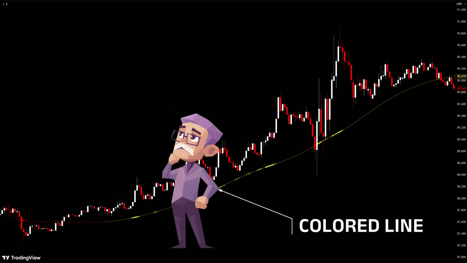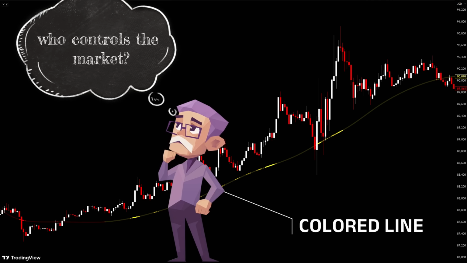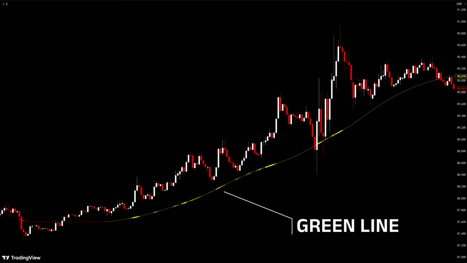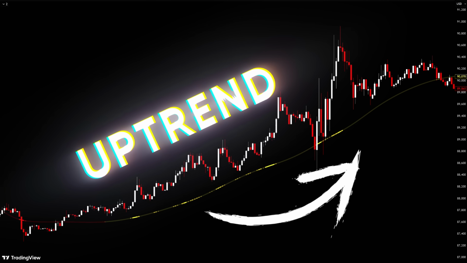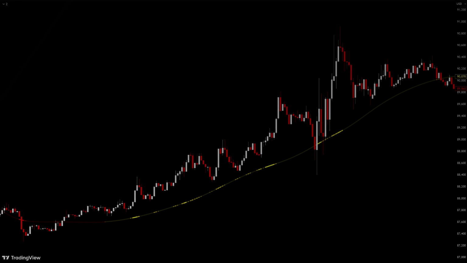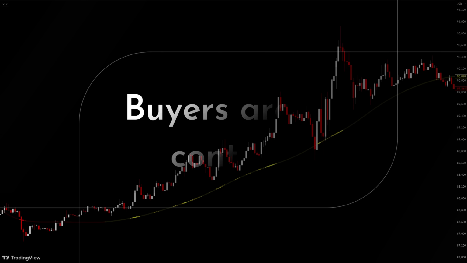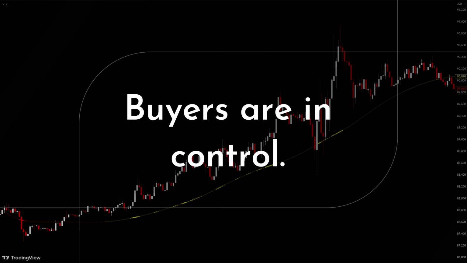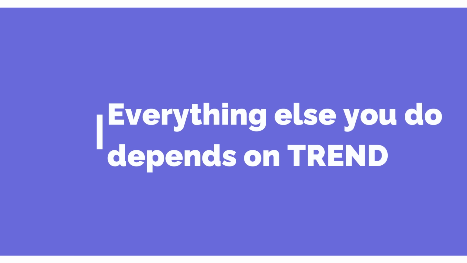It tells you who controls the market before you think about entries. When the line is green and price candles are forming above it, the market is in an uptrend. There's no interpretation here. Price is above the line, the line is green, and that tells you buyers are in control. As long as candles keep closing above this line, demand outweighs supply and the market keeps pushing higher. Everything else you do depends on this. If you get the trend wrong, every signal after that becomes unreliable.